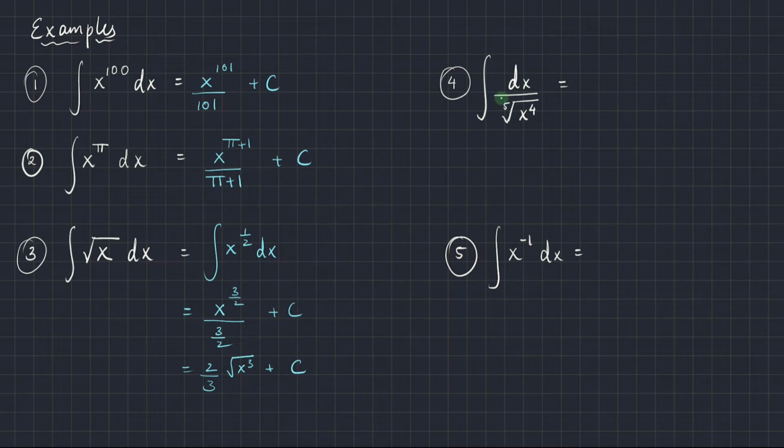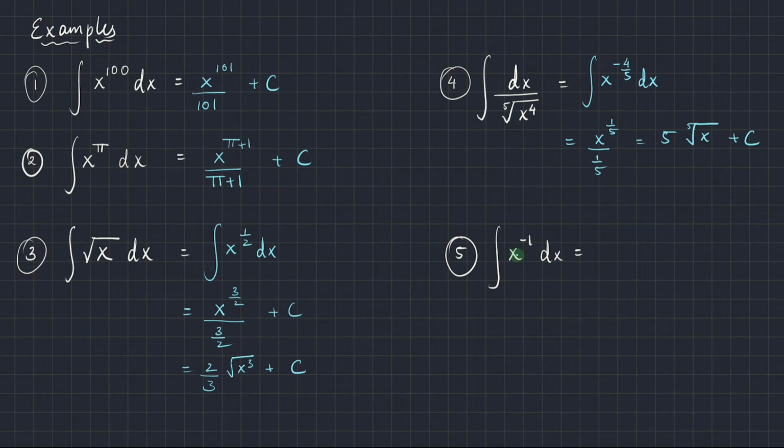The next example is very similar to the previous one. This is simply the integral of x to the power of negative 4 over 5 dx. And applying the power rule, we get x to the power of 1 over 5 all over 1 over 5, which is simply 5 times the 5th root of x plus c.